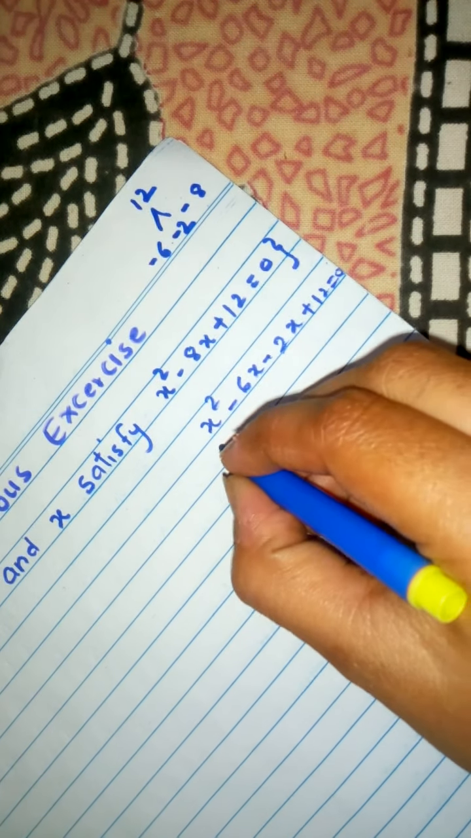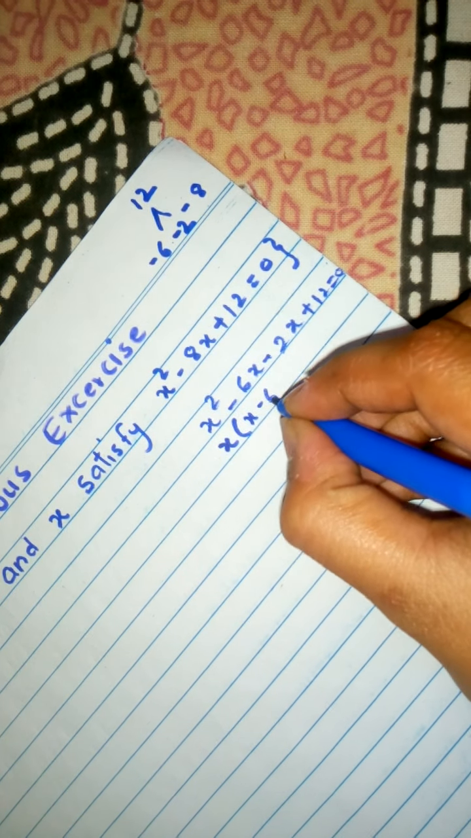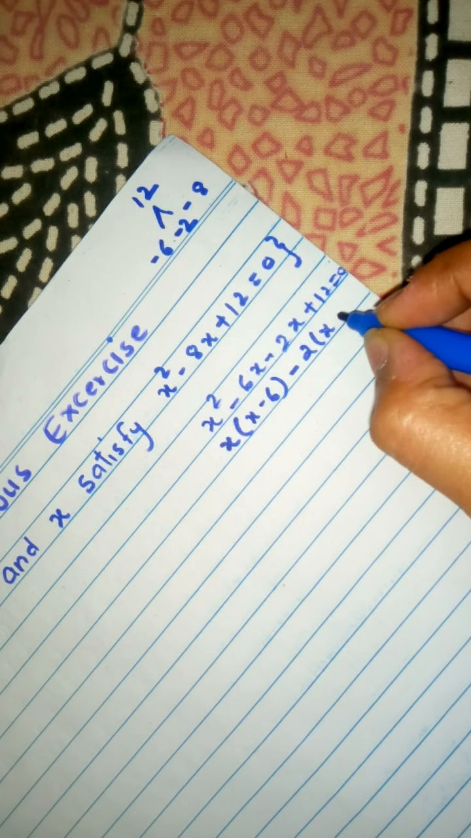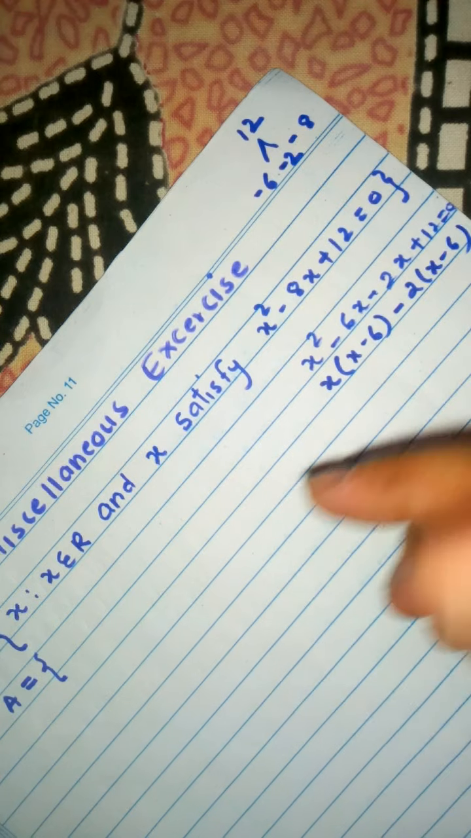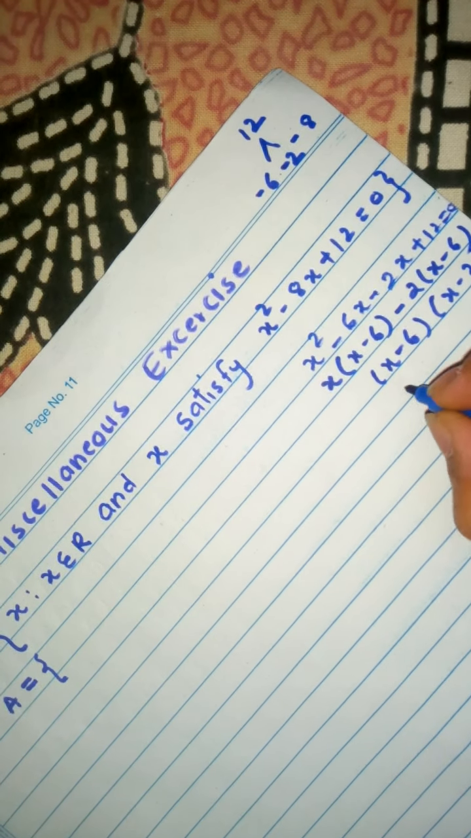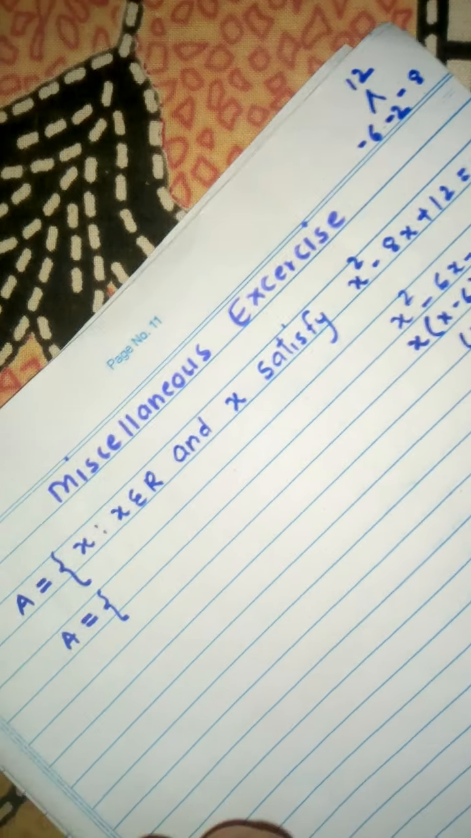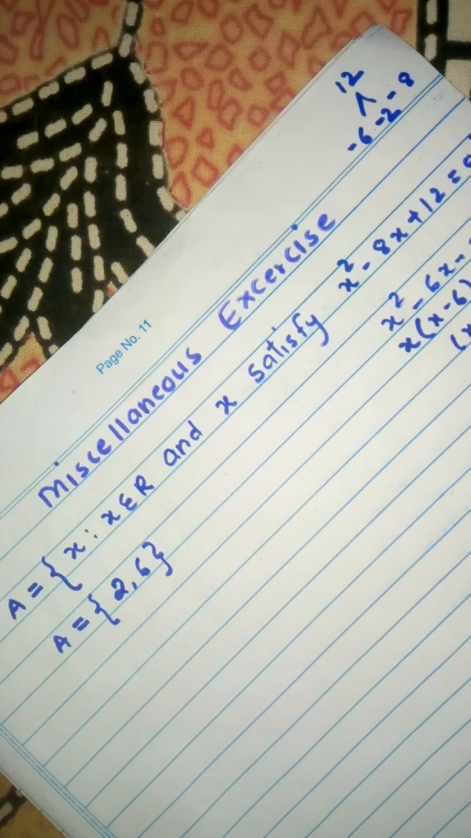If we take common, this will give us x minus 6 into x minus 2, so x minus 6 and x minus 2. Here x is 6 and 2. So in the set A we have 2, 6. This is our set A.